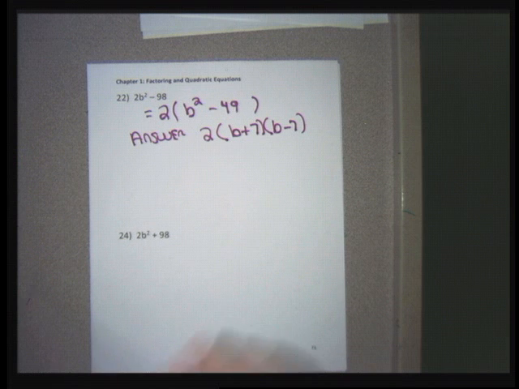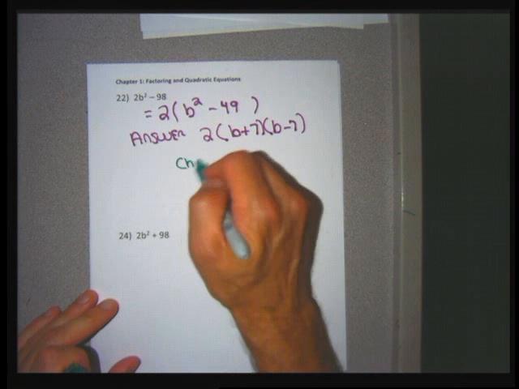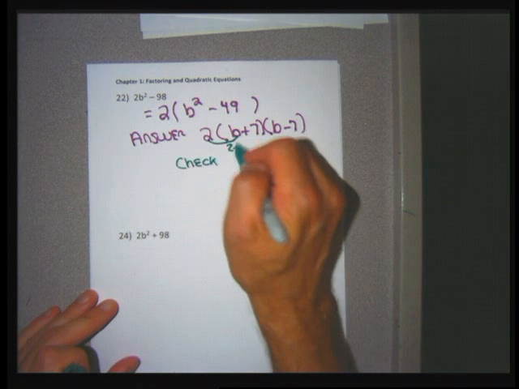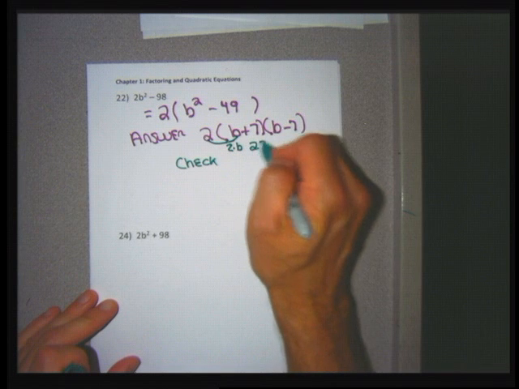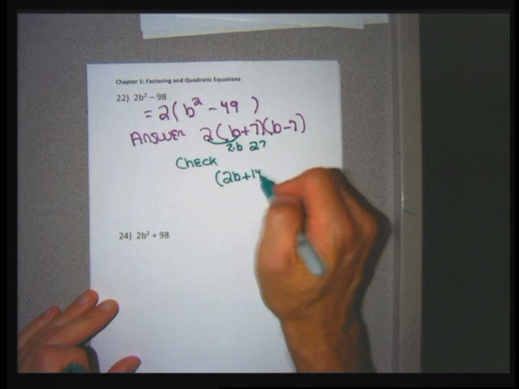Should check this just to show you that I can. To check this, and again, checking is always optional, but it's never a bad idea, I'm going to multiply the 2 into the parentheses that it's next to. I'll go 2 times b and get 2b, 2 times 7 and get plus 14.